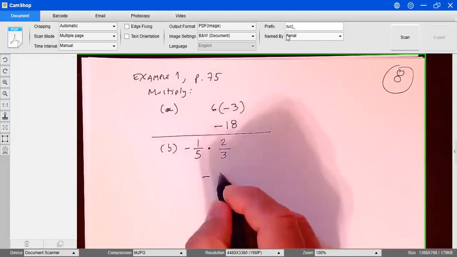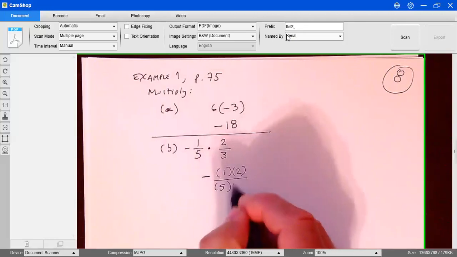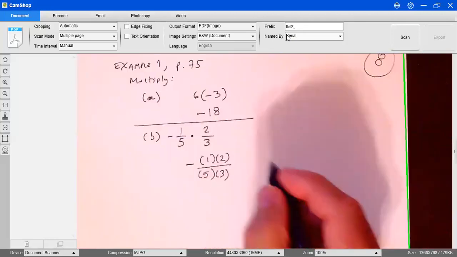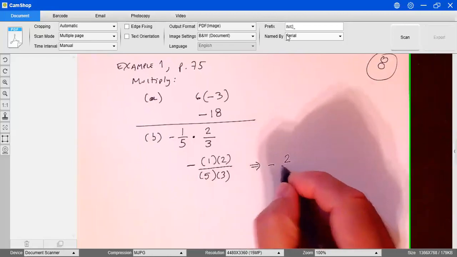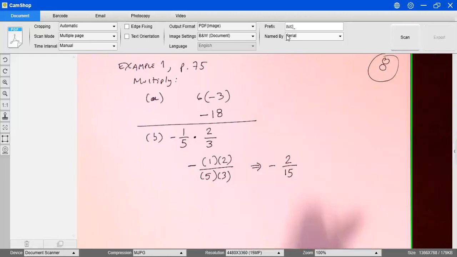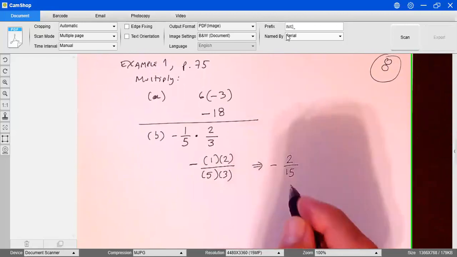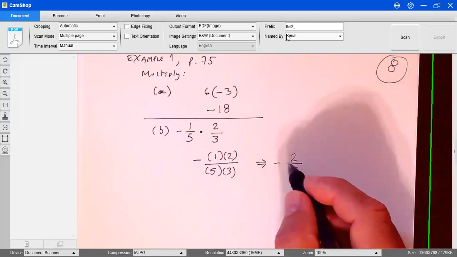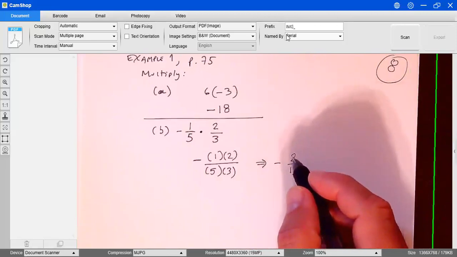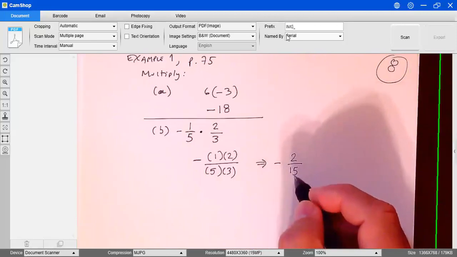Then you just multiply numerators and denominators. So the final answer is going to be 2/15. So -2/15. So sometimes you're going to need to put the negative sign either affecting the numerator or affecting the denominator.